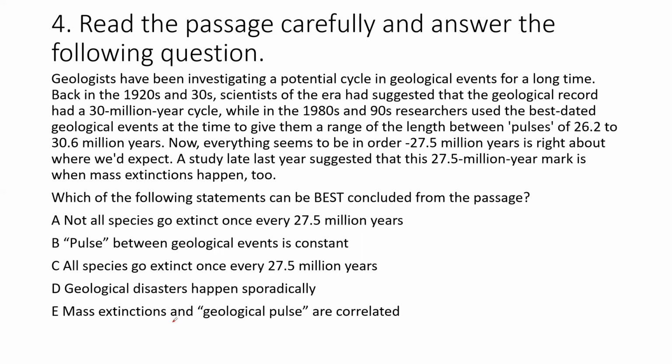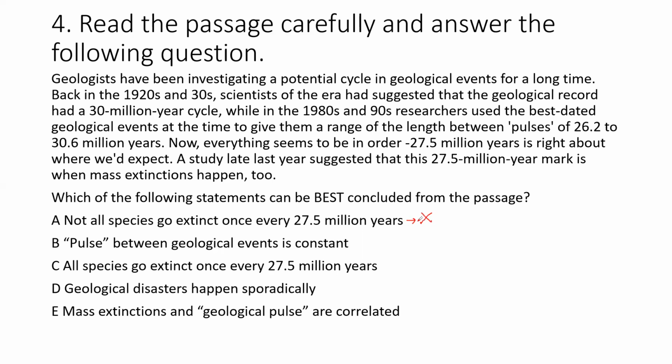Option A says, not all species go extinct once every 27.5 million years. The passage does mention that extinctions happen every 27.5 million years, but it doesn't state that all the species, not all the species, but yes, most of the species. Moreover, this is not the primary purpose or the main idea of the passage or the best conclusion of the passage, because the idea is not only restricted to extinction, so this goes out.